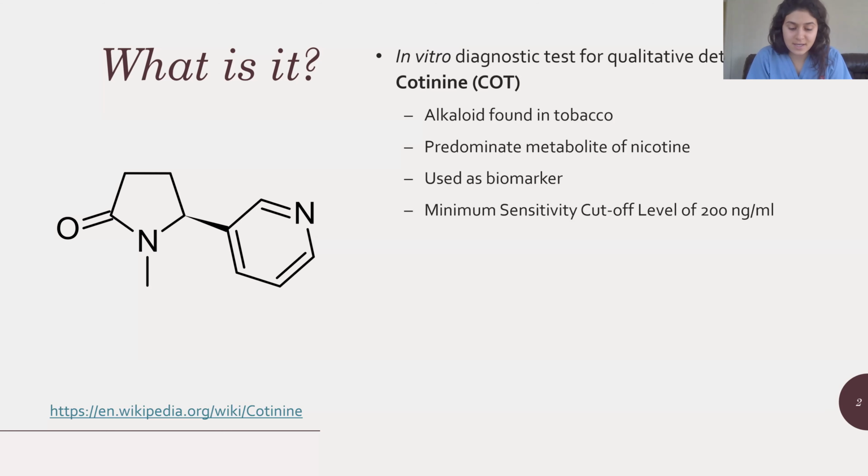Now, what is it? The test is an in vitro diagnostic test for the qualitative detection of nicotine, or COT for short, and that is an alkaloid that is found in tobacco. It is the predominant metabolite of nicotine, and it is often used as a biomarker. It has a minimum sensitivity cutoff level, meaning the point at which the drug can still be identified, but still have the lowest amount of false positives, and that would be at 200 nanograms per milliliter.